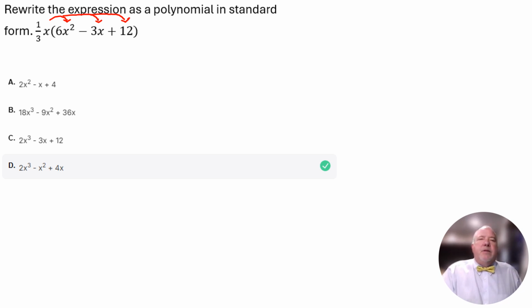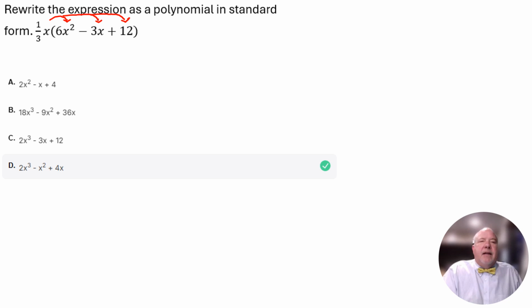Some students get confused by this because they say, well, you just said these aren't like terms. Well, you can multiply unlike terms. You just can't add them or subtract them. So you can multiply them and divide them, but you can't add or subtract them.